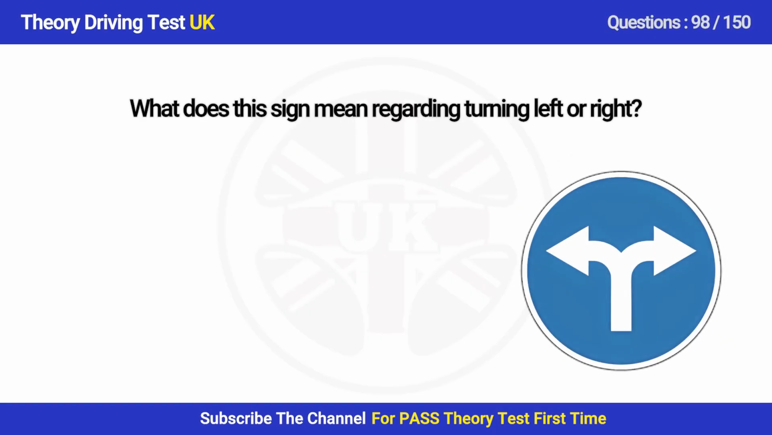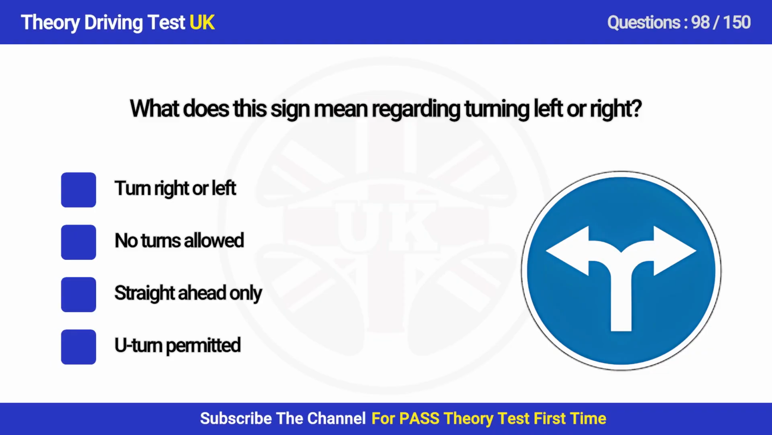Question 98. What does this sign mean regarding turning left or right? A. Turn right or left. B. No turns allowed. C. Straight ahead only. D. U-turn permitted.